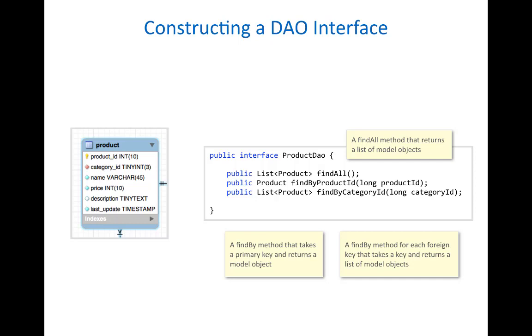The findByProductID method takes a primary key and returns the product associated with it. We are certain to need this functionality in our application. Another useful functionality might be to return all the products from a given category. Notice that the category ID is a foreign key in the product table.